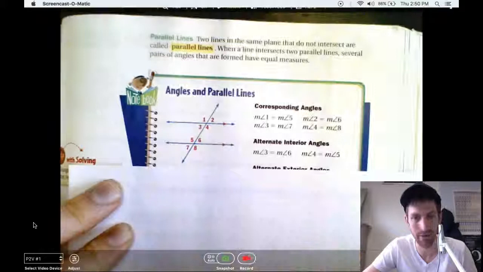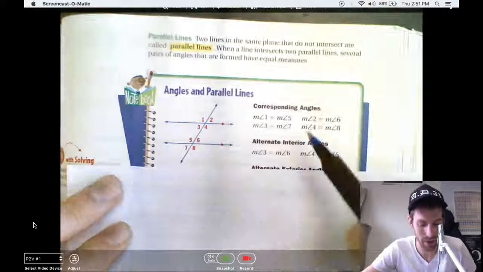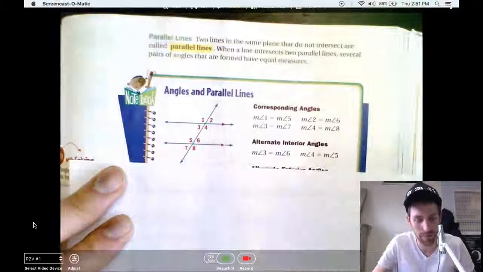Do you see any vertical angles? Yes, it's all going on in here. Okay, corresponding angles, boom, 2 corresponds with 6, 1 with 5. All right, you get the picture?